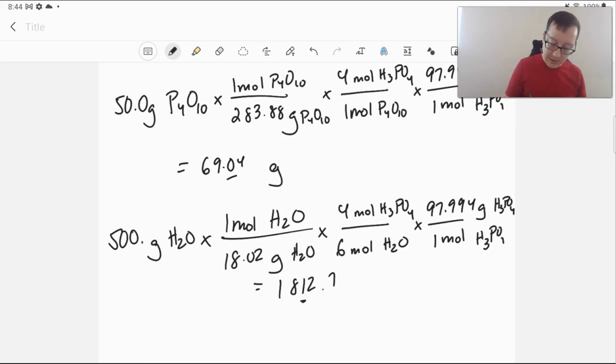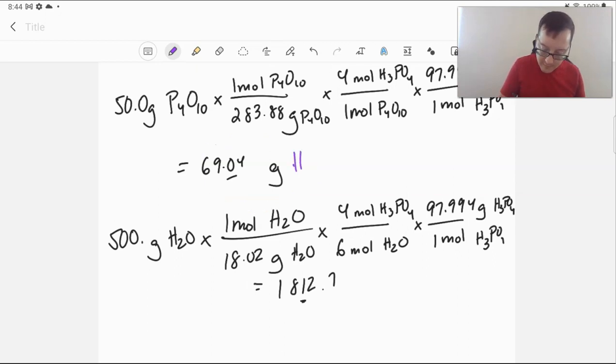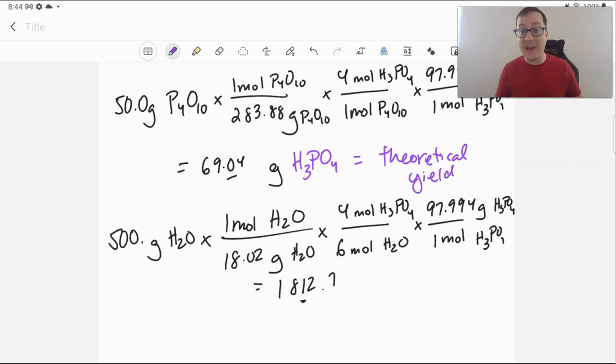So we're going to see that this number here is the amount of phosphoric acid we can make. We call this number our theoretical yield of phosphoric acid. That's the lower number. That's the amount we can possibly make. We cannot make any more than this. And with sig figs, we'll go ahead and remove that 4. We'll make 69.0 grams. And that's our theoretical yield.